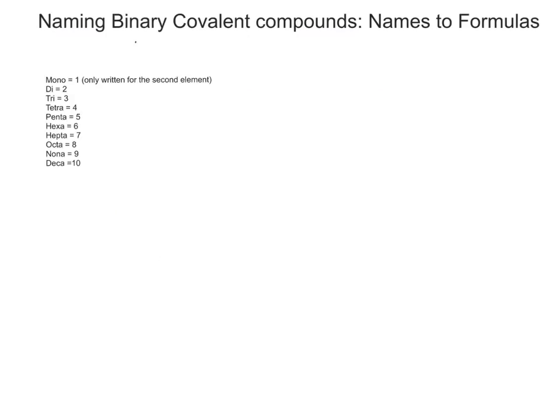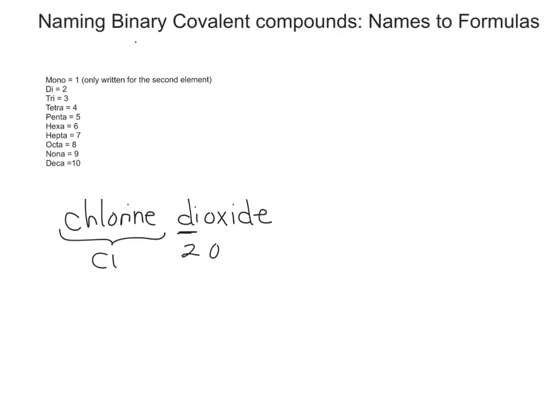So let's try turning a name into a formula. First, we need to know what the chemical name is. If we're given the name chlorine dioxide, we know that there's only one chlorine atom. The di in front of the oxide means that there's two oxygen atoms. So when I go to write this as a chemical formula, I'll end up writing it ClO2.